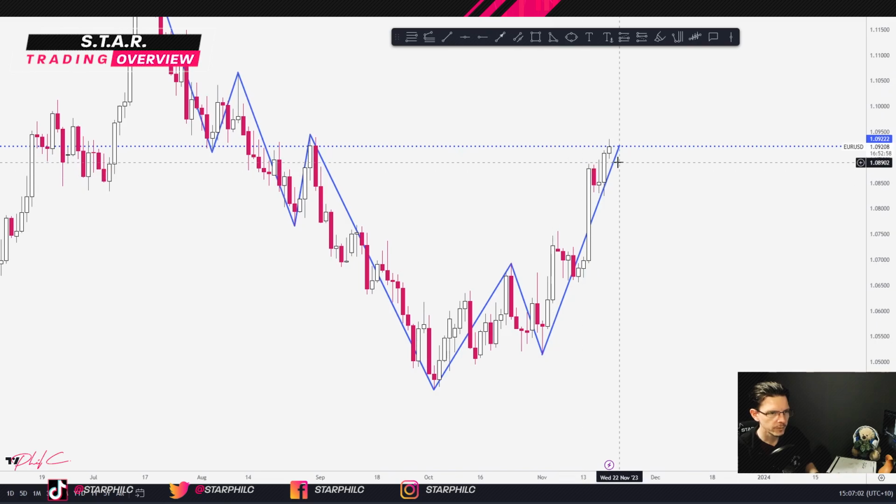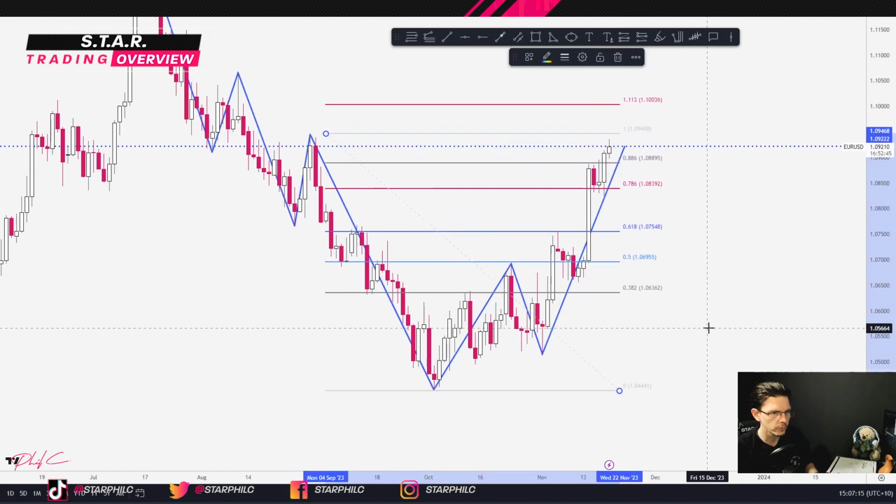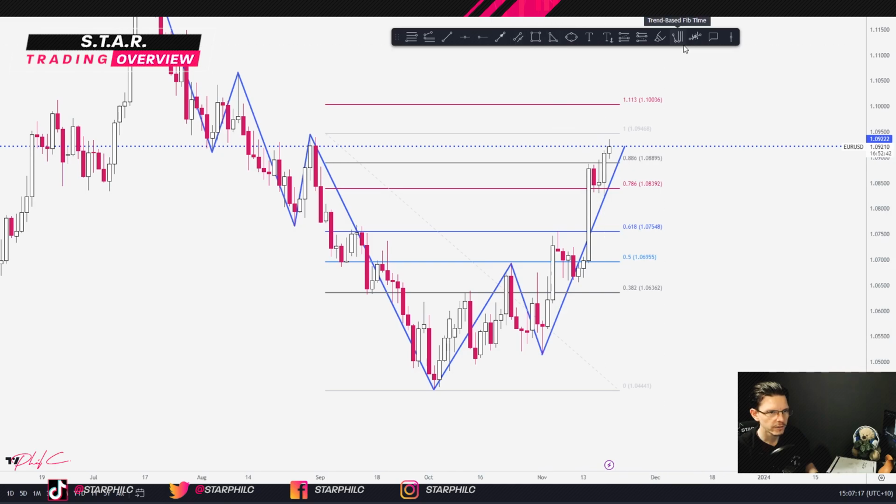If I grab a Fibonacci retracement tool yet again, and we take it from our high right here all the way down to our low, so Fibonacci, swing high all the way down to swing low, you can see that price action has come up into the 886 right there. That is our CD completion. That has completed our condition 3. So the criteria is met. We have a valid bat pattern opportunity right now because we've come up into the 886. That means we are looking to short.